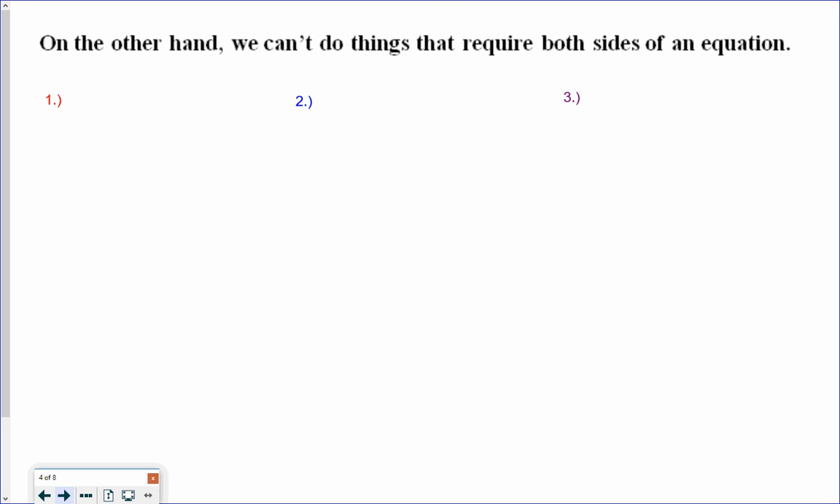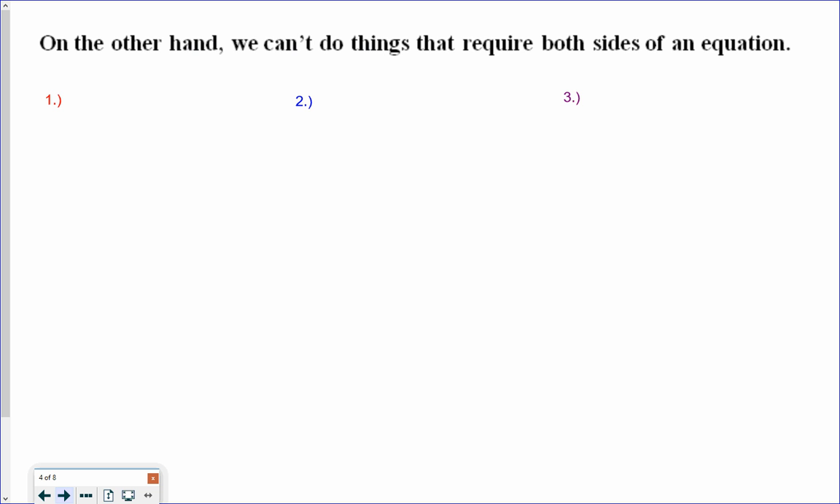Here are 3 things you should not do. And I'll be honest with you, they irritate me in progression here when I see people trying to do it. So you don't have a 1, 2, 3 written down, but you do have this line written, right? Where it says, on the other hand, we cannot do things that require both sides of an equation, right? So right underneath that, these 3, they're very short.